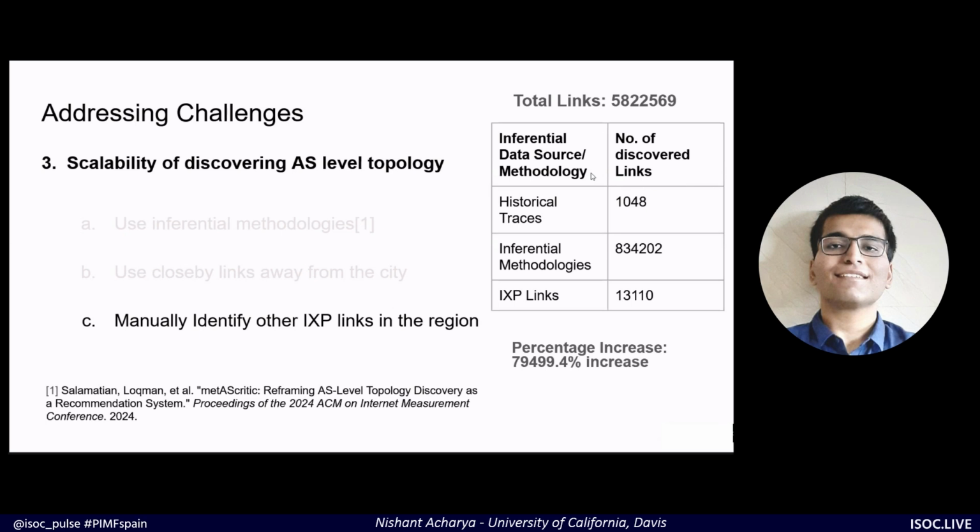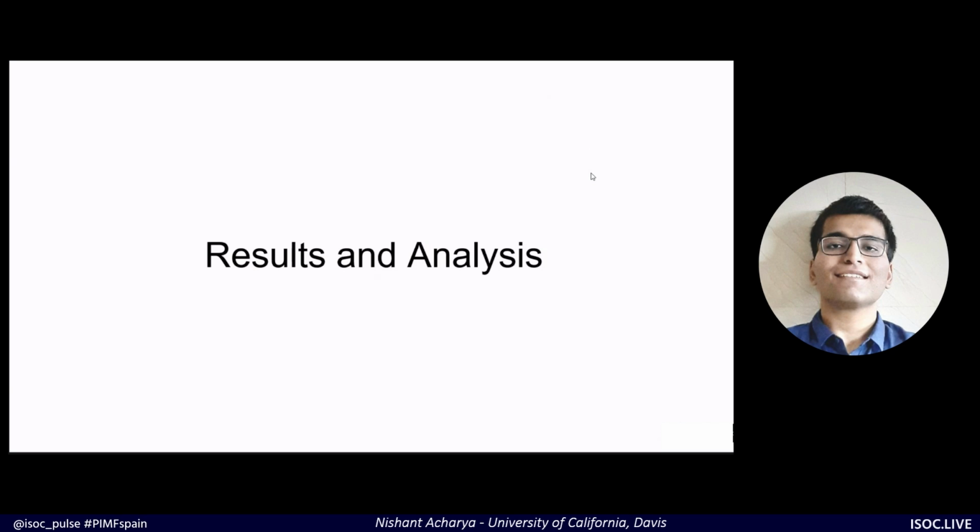And then there are the known IXP links from, I believe in this case, DE-CIX and Equinix, of 13,110, which leads to a huge percentage increase. Though the overall number of links we discovered is still low here. I believe approximately 14.55% of links were discovered out of the total number of links. So moving on to some results and analysis.